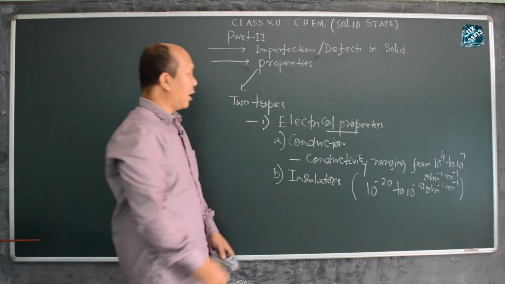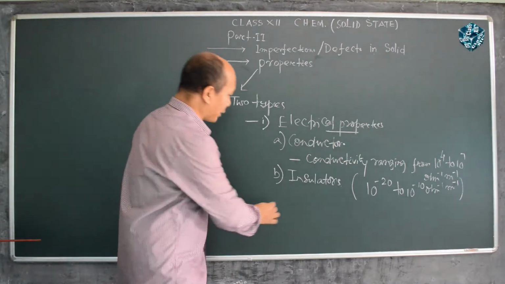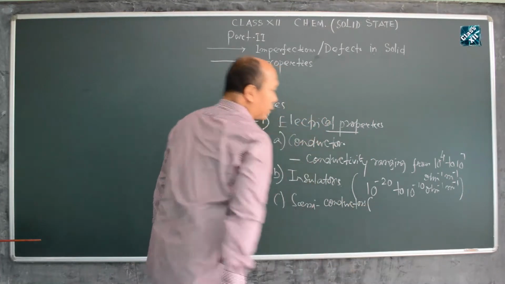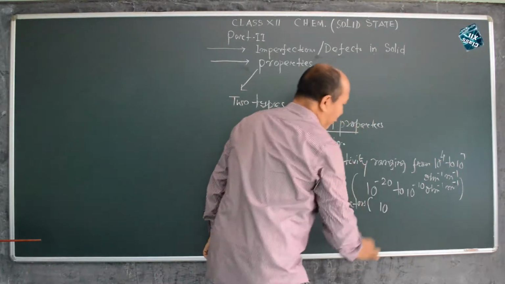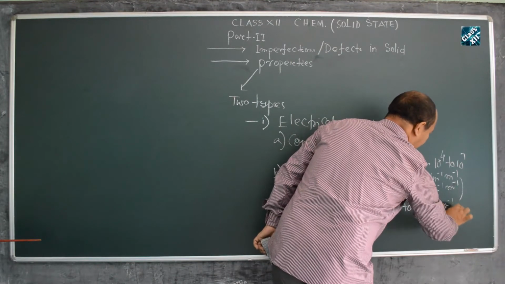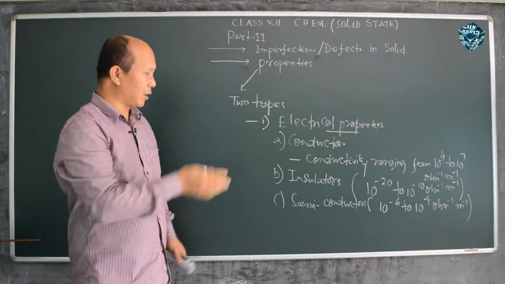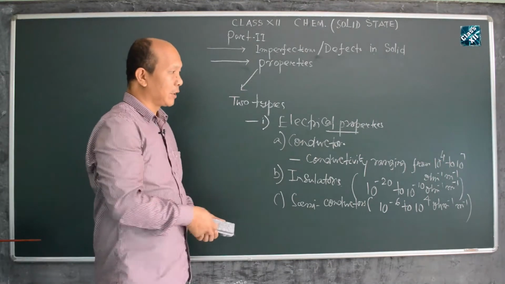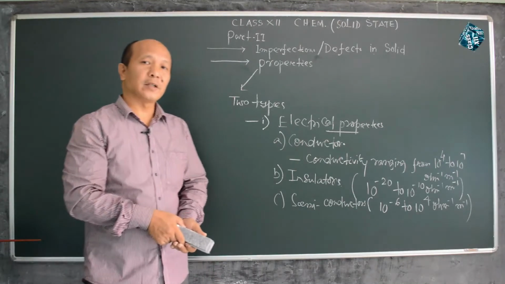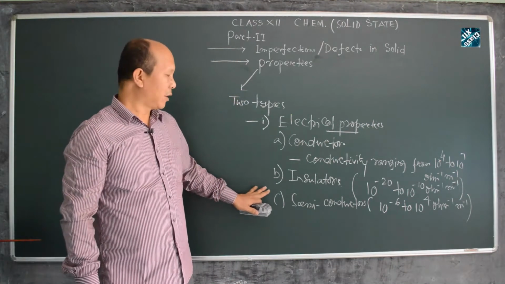Then the third one is in between conductor and insulator, the semiconductor. That means conductivity ranging from 10^-6 to 10^4 ohm inverse meter inverse. So 10^4 to 10^7 ohm inverse meter inverse is a conductor, 10^-20 to 10^-10 ohm inverse meter inverse is an insulator, and 10^-6 to 10^4 ohm inverse meter inverse is a semiconductor.